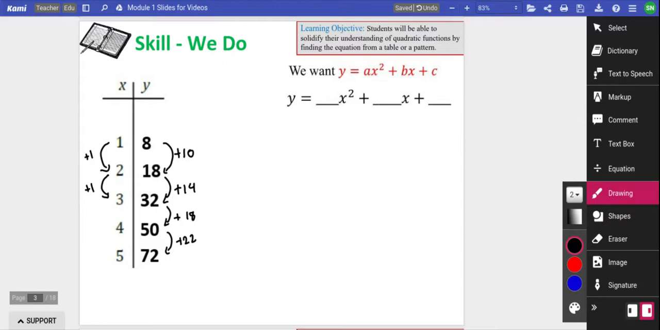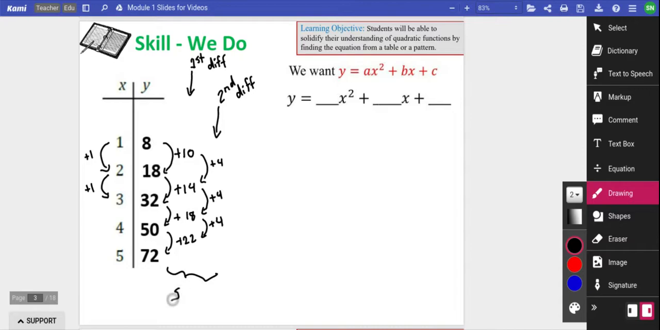This right here is known as the first difference. Now, notice that none of the numbers are the same, and we're not multiplying. Therefore, let's look for a second difference. Second difference is the difference of the first difference. So how do I go from 10 to 14? That is by adding 4. From 14 to 18 is also by adding 4, and so on. So this is the second difference. This is step 1.